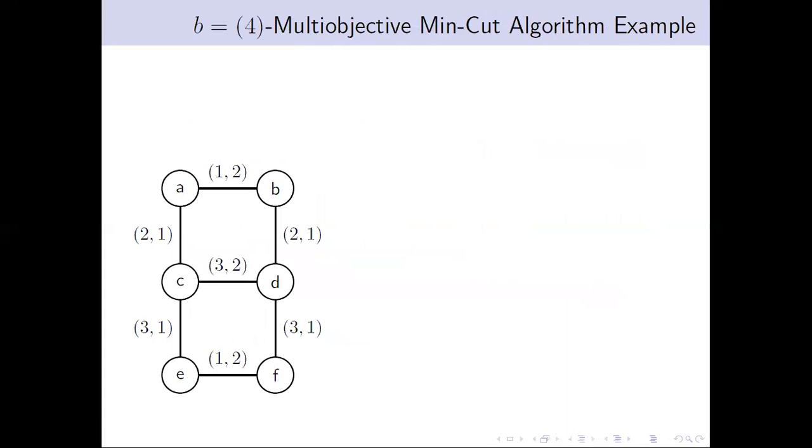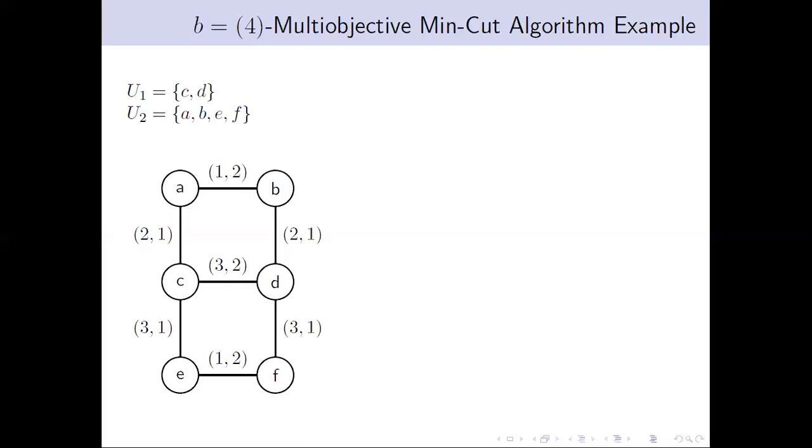Let's go through a simple example of how this algorithm works. So suppose we have this 6-vertex graph. To begin, we compute the sets U1 and U2. In this case, our B is 4. C and D both induce cuts of weight 8, so they are 1-infeasible vertices.